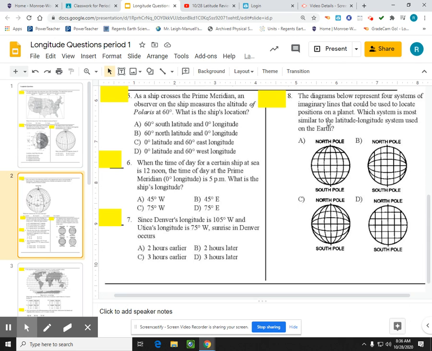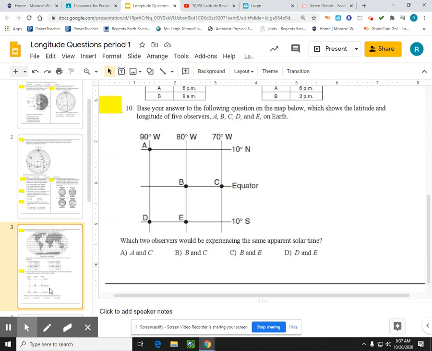earlier in Denver. Number 8, the diagram below represents 4 systems of imaginary lines that could be used to locate positions on the planet, and which system is most similar to the latitude-longitude system. And I would go letter A, where I have parallel latitude lines and I have longitude lines that meet at the poles.